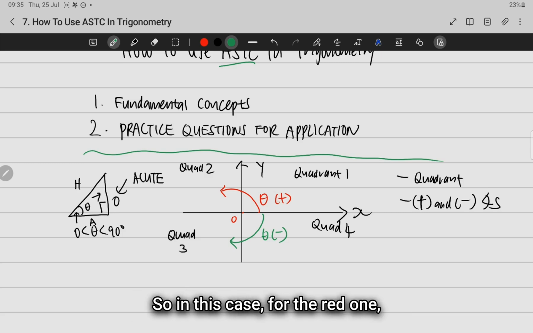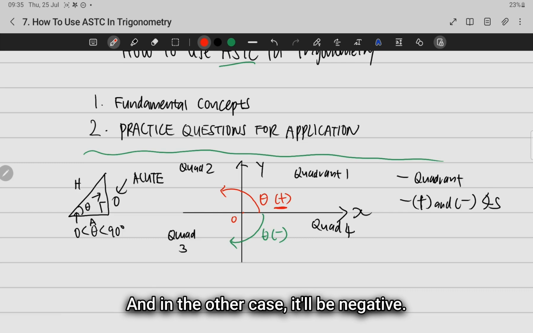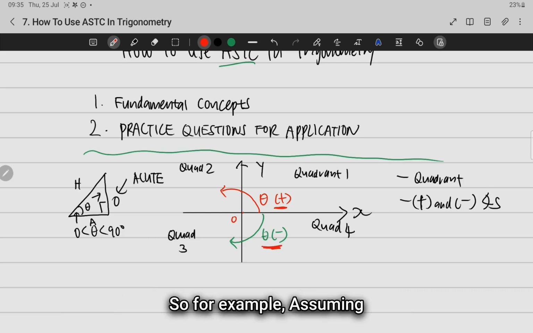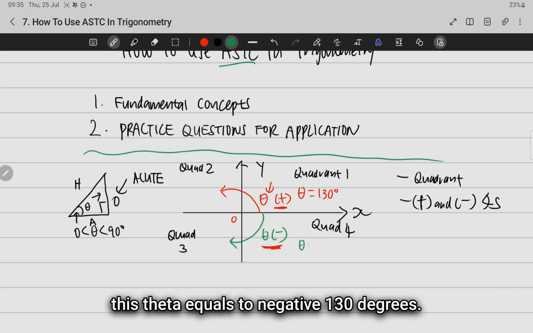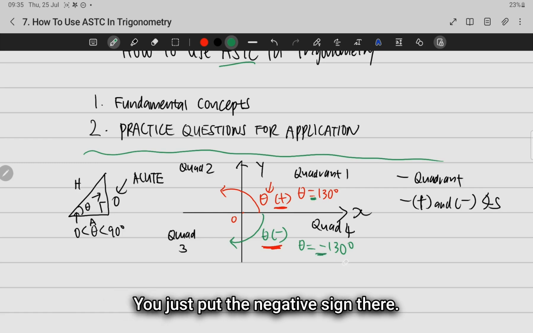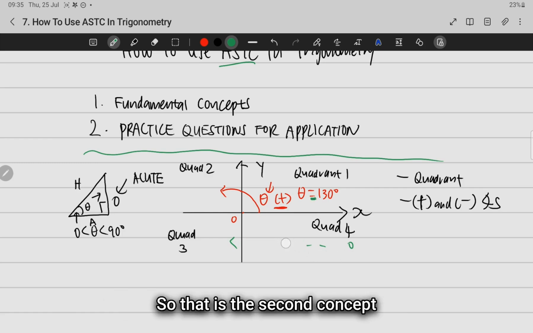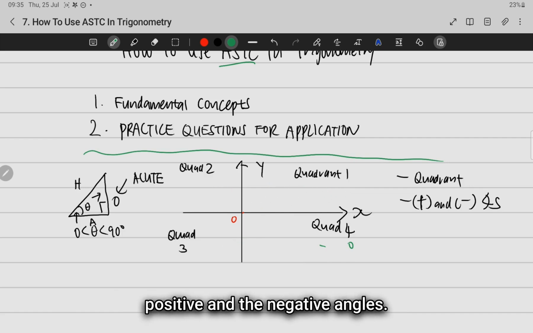So in this case, for the red one, it will be the positive angle, and in the other case, theta will be negative. For example, assuming theta is, let's say, 130 degrees. And in this case, on the below one, we'll call this theta equals negative 130 degrees. You just put the negative sign there. So that is the second concept you need to know, which is the positive and the negative angles.